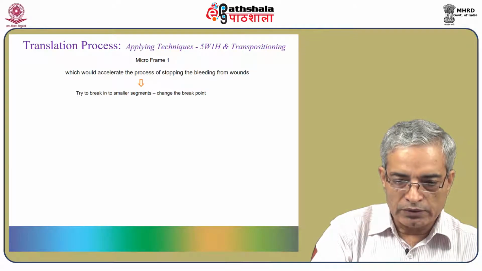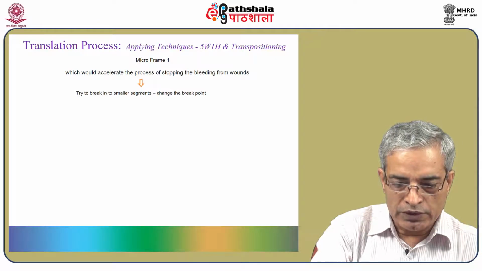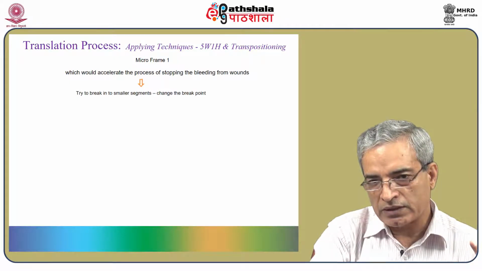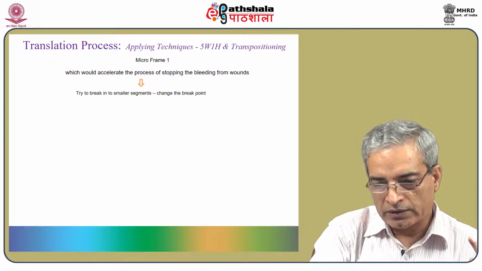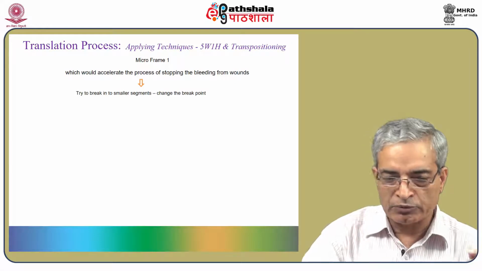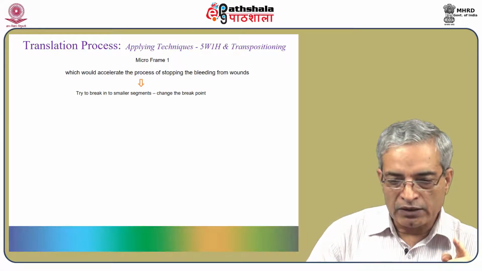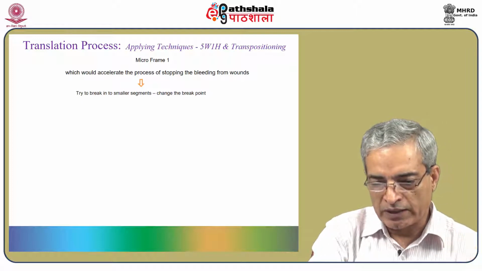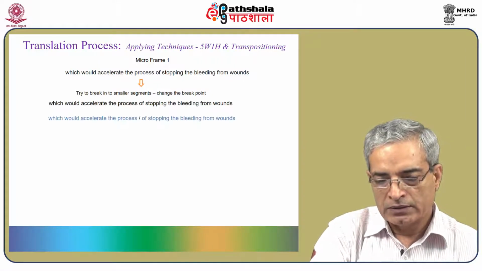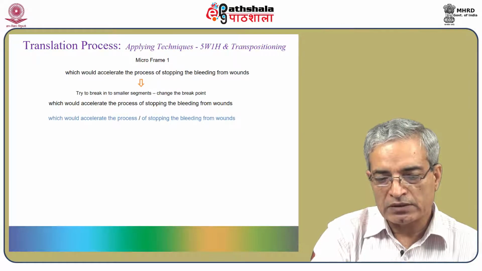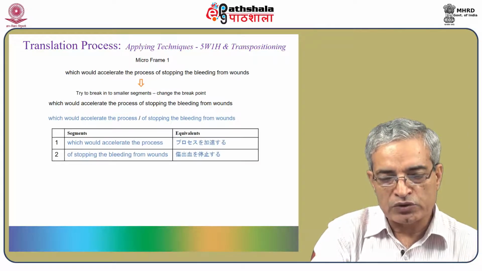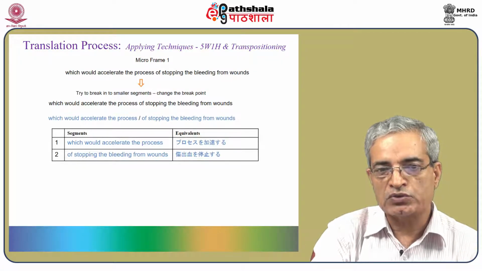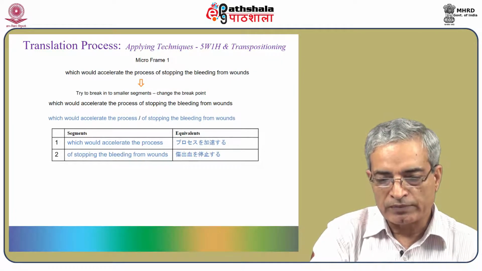Now going to the same sentence, let's see whether we did the segmentation properly or not, and try to do the segmentation at a different position. Instead of breaking at which would accelerate, now we are breaking at which would accelerate the process, and let's see what difference comes. These are the 2 segments, and the equivalents are process o kasokusuru, and the second one is of stopping the bleeding from wounds is kizu shukketsu o teishisuru.